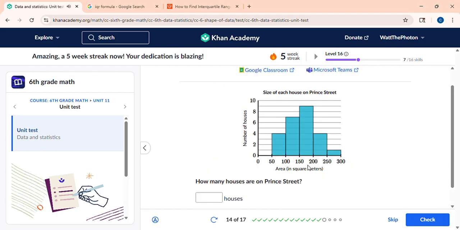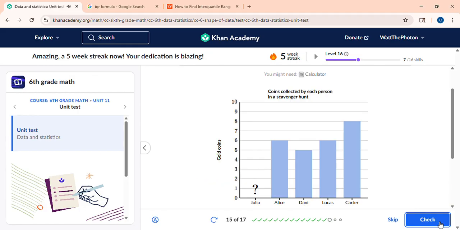How many houses are in Princeton Street? The number of houses, 4 plus 7 plus 9 plus 4 again plus 1. That's 25. 8, 10, 18. 18 plus 7, 25.